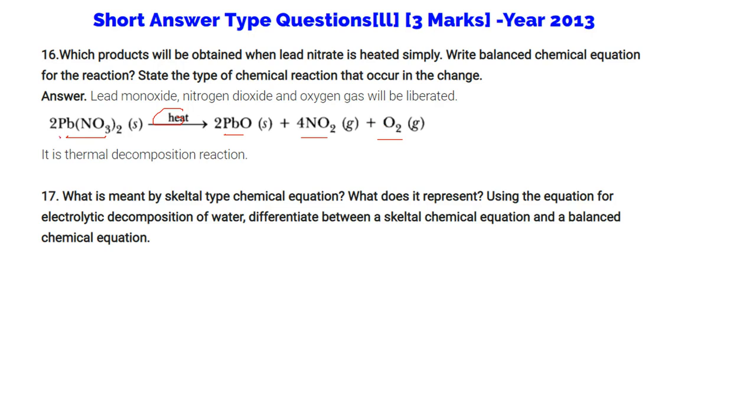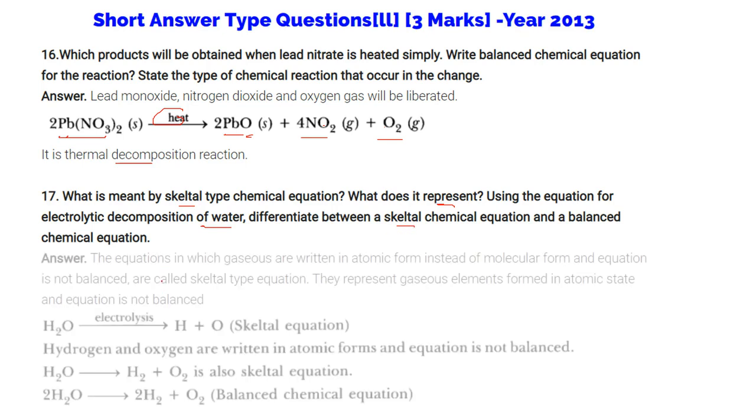Because of one compound applied to heat, three products are being formed. This is a thermal decomposition reaction. What is meant by skeletal type chemical reaction? What does it represent? Using the equation for electrolytic decomposition of water, differentiate between skeletal chemical equation and a balanced chemical equation.